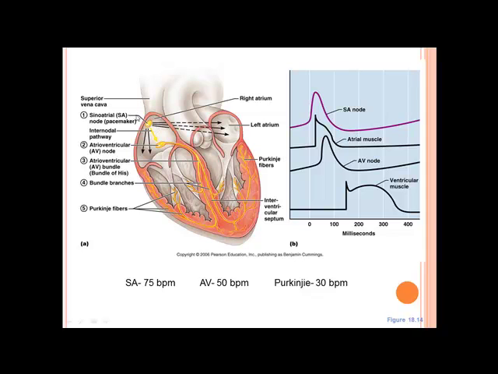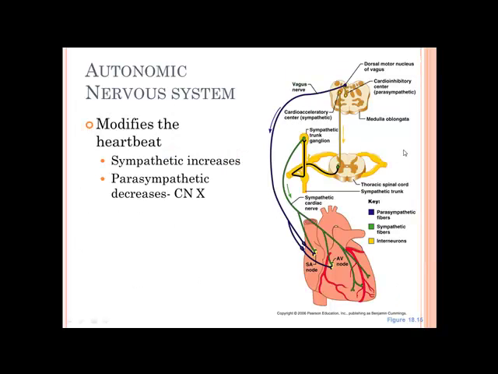My SA node fires 75 times per minute, but me sitting here right now, I typically have a resting heart rate of about 60. The reason for that is that my brain is still connected to my heart. So my parasympathetic fibers are still connected to my heart, and what they do is they can decrease my heart rate. Sympathetic fibers also connect to the heart, and they can be there to increase your heart rate if need be.